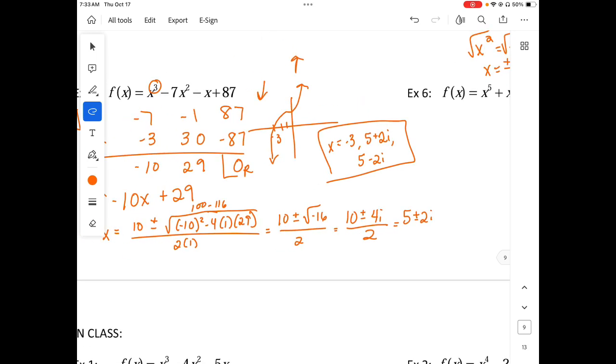So then our function is f of x equals x plus 3, because in order to get the negative 3, it has to be the opposite. x minus 5 plus 2i, and x minus 5 minus 2i.